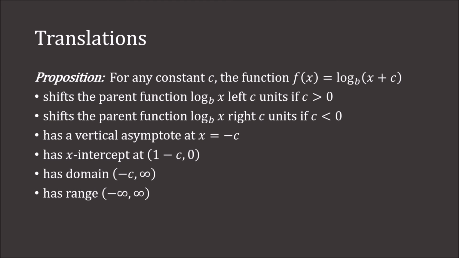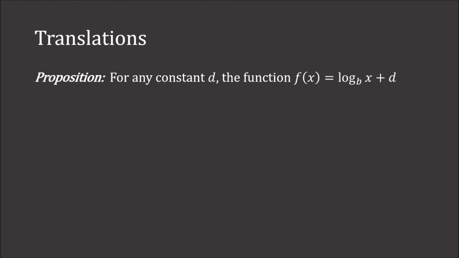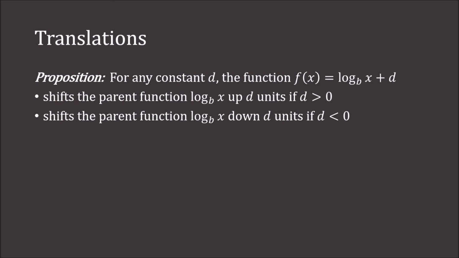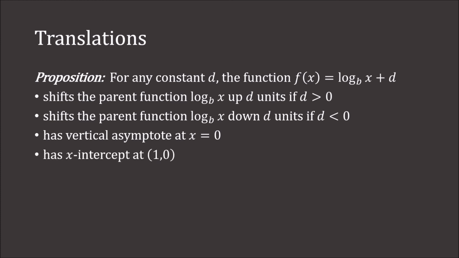Now for any constant d, the function f of x equals log base b of x plus d will shift the parent function log base b of x up d units if d is greater than 0. It will shift it down d units if d is less than 0. It'll have a vertical asymptote still at x equals 0. It has the x-intercept at (1, 0). It has domain of all positive real numbers, and it has range of all real numbers.